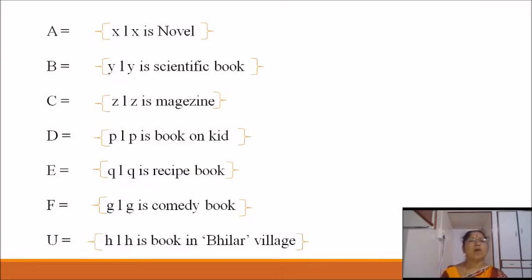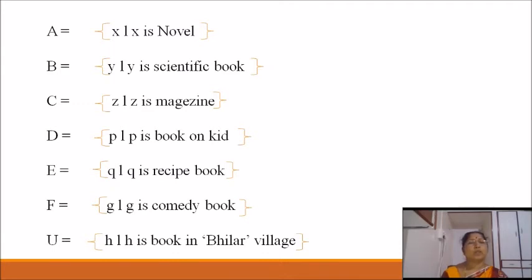A is the set of all x such that x is a novel. B is the set of all y such that y is a scientific book. C is the set of all z such that z is a magazine. D is the set of all p such that p is a book for kids. E is the set of all q such that q is a recipe book. And F is the set of all g such that g is a comedy book. And U is the set of all h such that h is a book in Bhilar village.